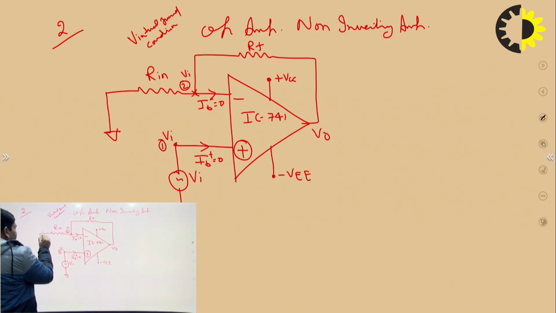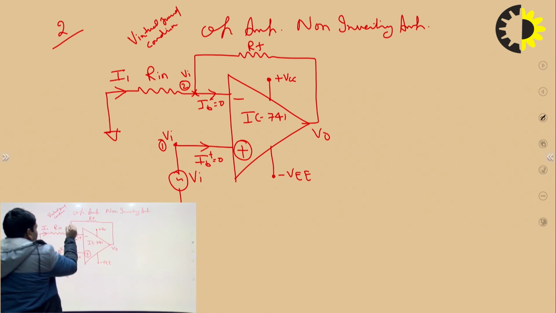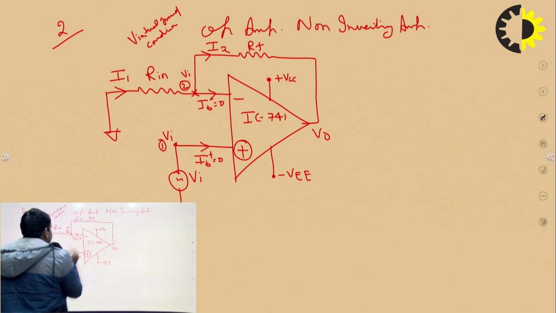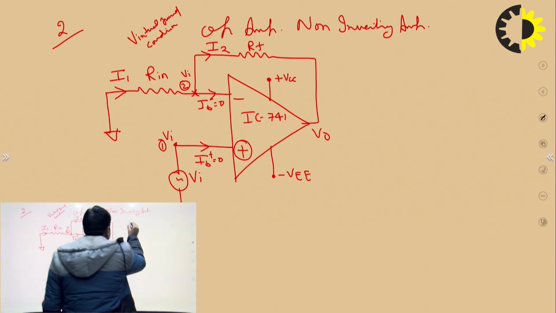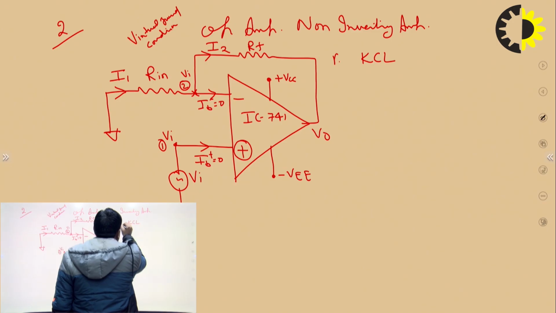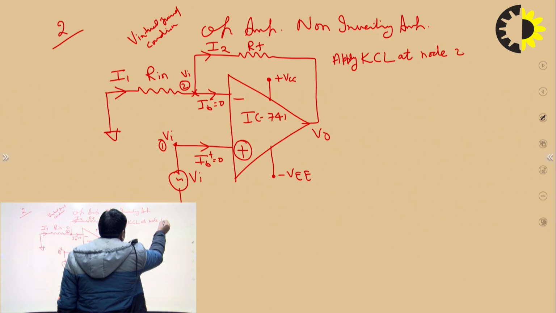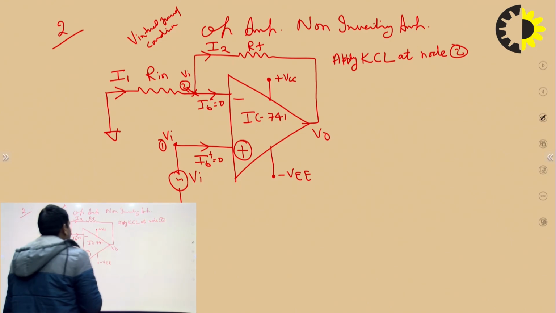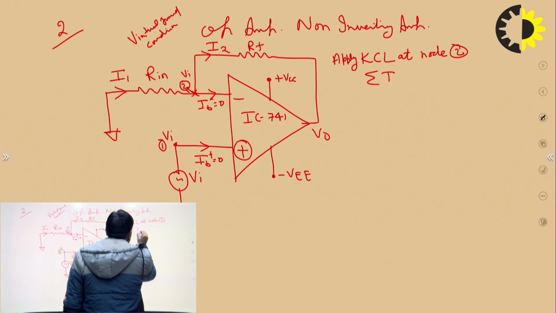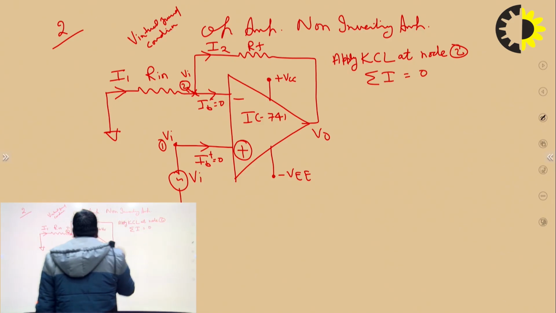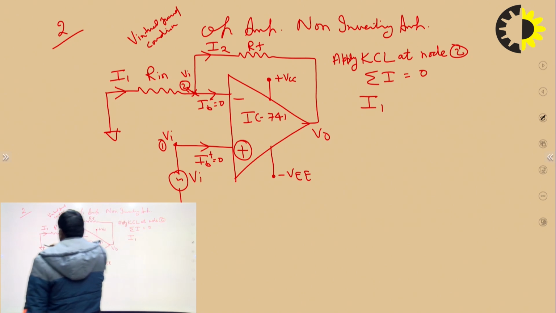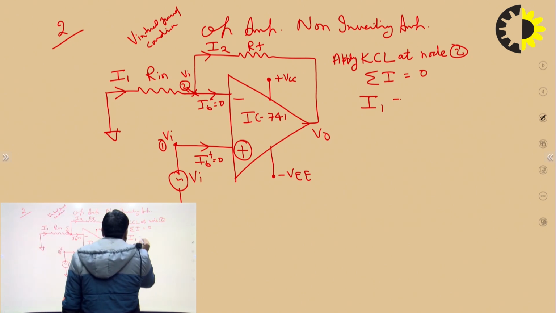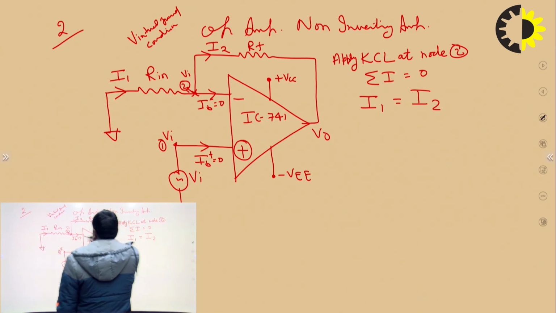Suppose the current flowing in one loop is I1 and in the other loop is I2. If we apply KCL at node 2, the inlet current is equal to the outlet current, or the summation of I is equal to 0. So I1 is the inlet current in that loop and the outlet current is I2, because this is the outlet current.